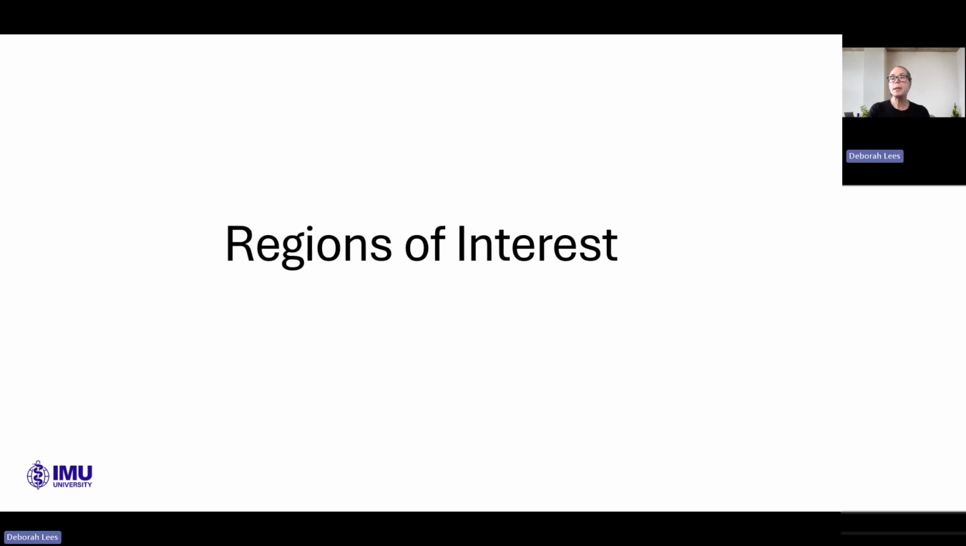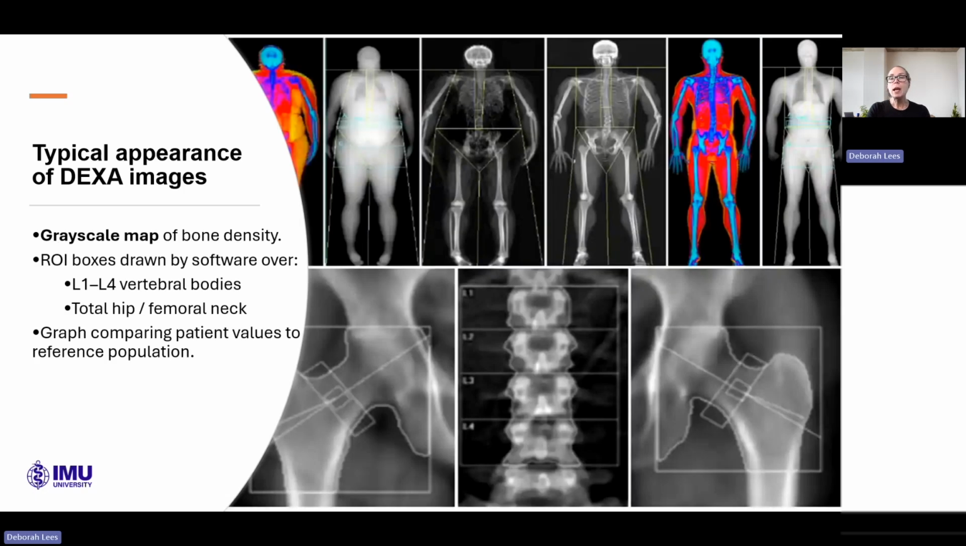Remember I said there's the lumbar spine, there's the femoral neck, and then there's the distal radius. So we're going to look at each of those. So essentially what happens is when you get a DEXA scan, you get a variety of different images depending on your software, depending on your scanner. So you'll get a whole range of these type images at the top or variations thereof. What you're interested in are these bottom images here.